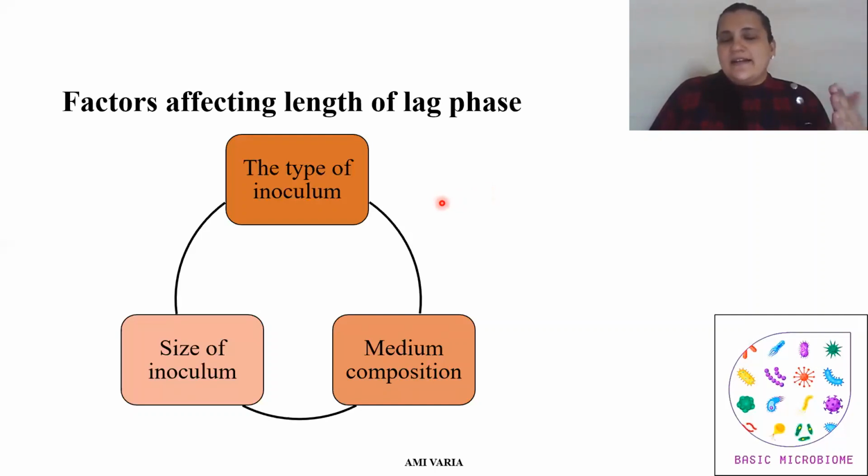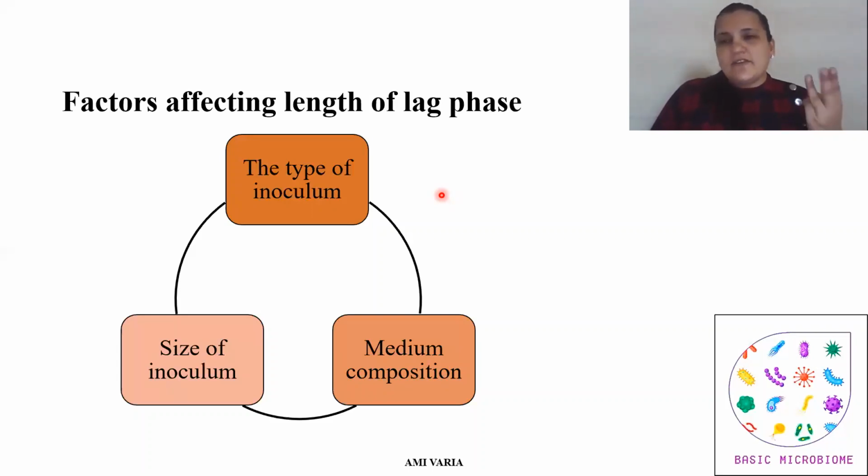That's why the type of inoculum is one parameter affecting the lag phase. If it is from the log phase, then the bacteria show a shorter lag phase. The second parameter: if the inoculum is obtained from the death phase, then it shows a longer lag phase. That's why the inoculum must be from the log phase.